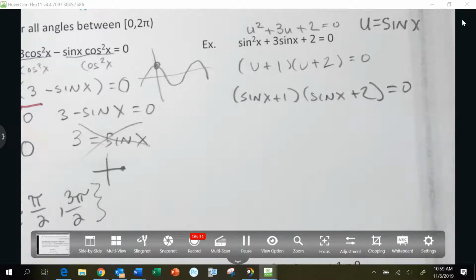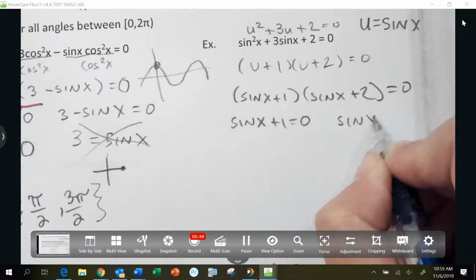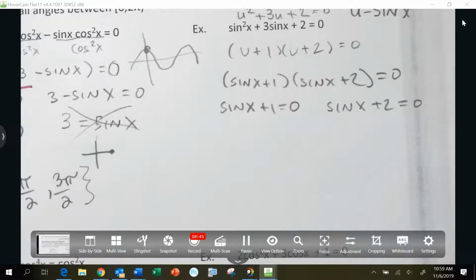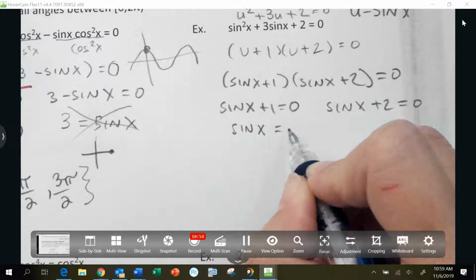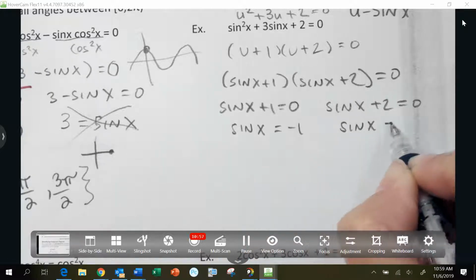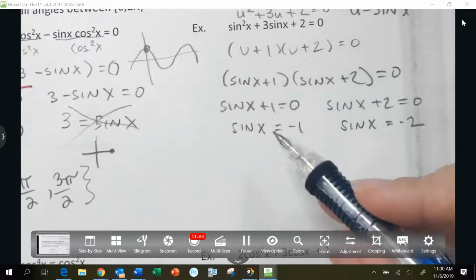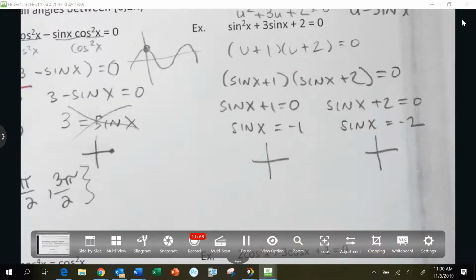Jalen, what should I do now? Set each factor equal to 0. Katie, what should I do now? Okay, so we're solving each of these for the sine x. We're subtracting 1, subtracting 2. And once you have sine x by itself, now you can say, where is this sine equal to -1? Where is the sine equal to -2?